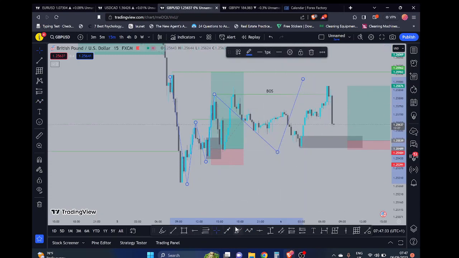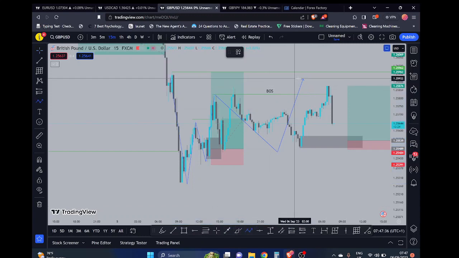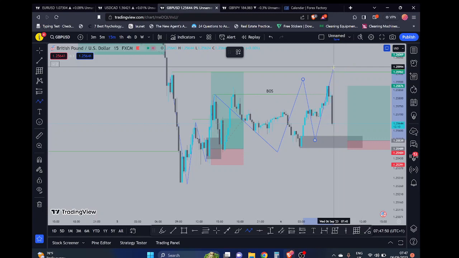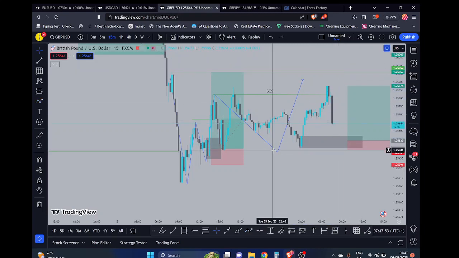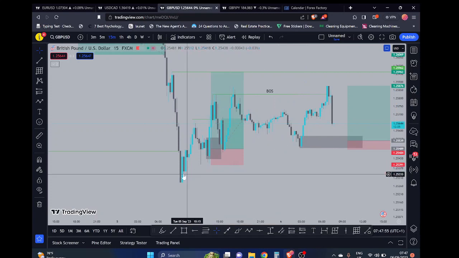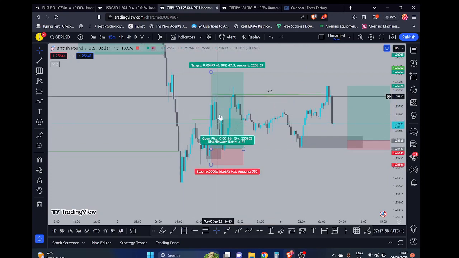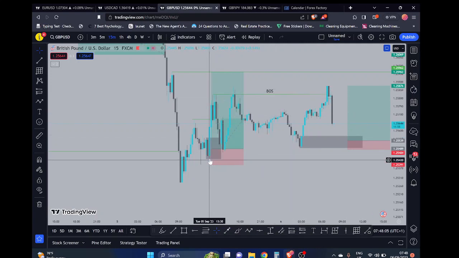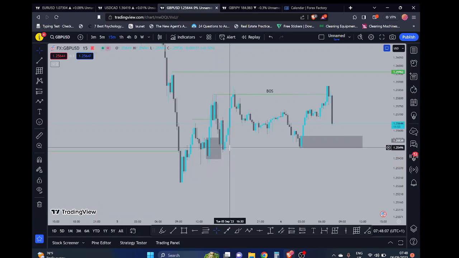Then what I'll be waiting for is something like this: enter the other block here, then long at least to this place, to this POI I was expecting to break, right? So that's it, guys. And I've already seen this. I've seen a change of character, and I've seen a break of structure. This was just a sweep of liquidity, right? And even after the sweep of liquidity, it couldn't even break this low. Okay, it didn't break this low.